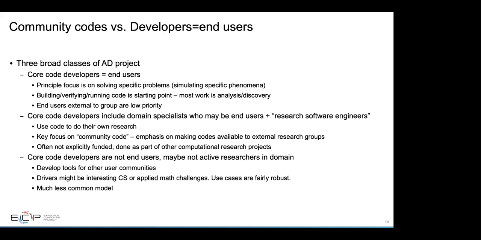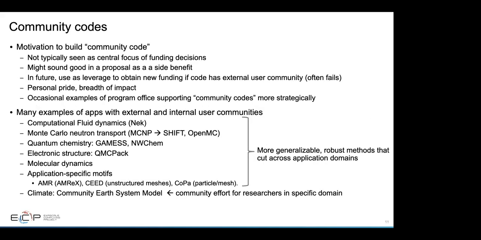Okay, so what about the motivation to build code for other people? It's traditionally, I'm generalizing, not seen as a central focus of funding decisions when code groups go to seek more money through funding announcements. It might sound good in a proposal as a side benefit, but I think most people recognize that you can use it, at least in some nebulous way, as leverage to obtain new funding. So if you have hundreds, in some cases even thousands of users, for example, for quantum chemistry codes, it's, I think, a very good demonstration of its impact.